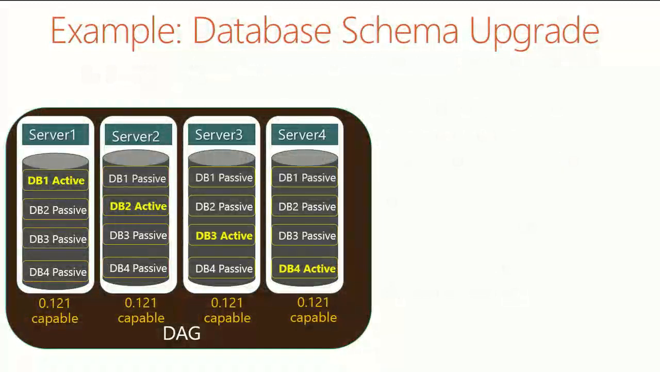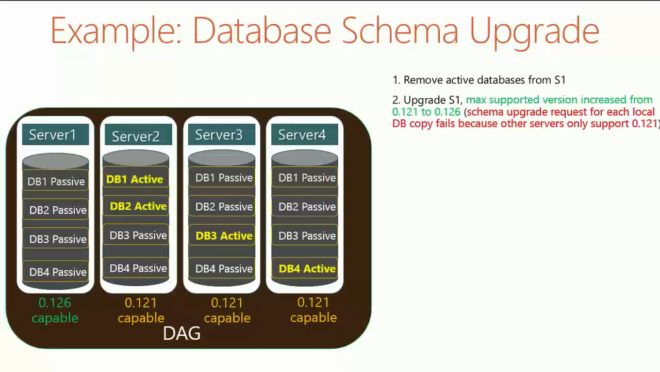The concept here is that in that same configuration, 4 servers with a disk in each, 4 databases actively distributed across the 4 servers, we can move the databases off the first server and upgrade it. And when we do the upgrade, the server becomes capable of running the new schema version. It attempts to upgrade all the databases at the time it completes the upgrade, but because other servers aren't at the right version, it's not allowed to request that upgrade or succeed in requesting that update.